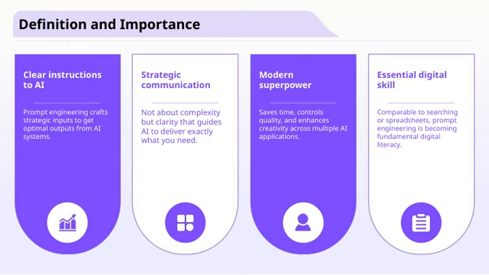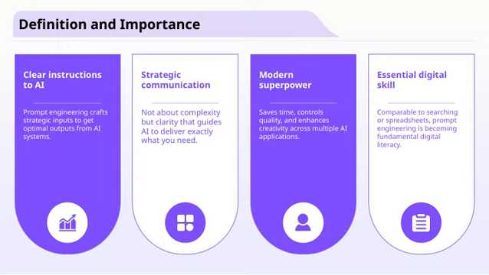When we talk about strategic communication, it's not about making things more complicated. It's about being clear and intentional in how we interact with AI, guiding it to deliver exactly what we want without confusion. Consider prompt engineering as a modern superpower. It helps us save time, control the quality of our results, and boost creativity across various AI applications. This skill allows us to unlock AI's full potential efficiently.